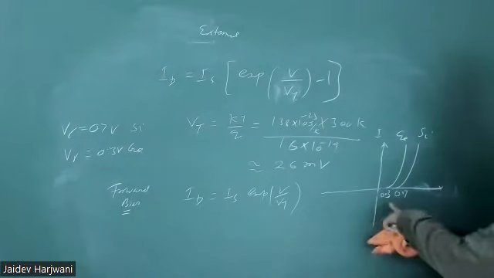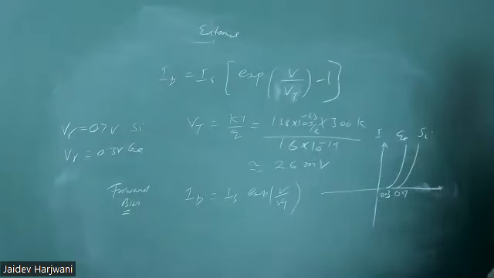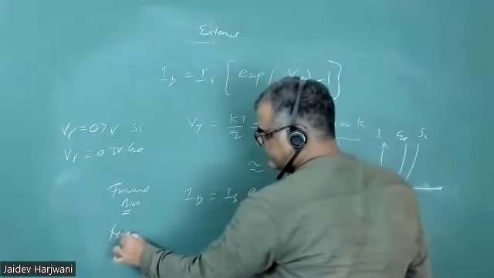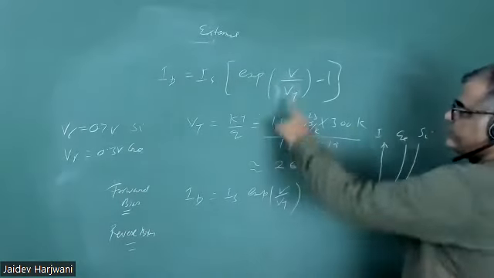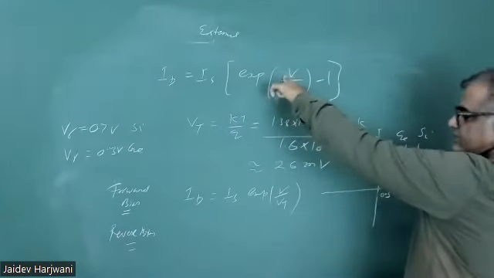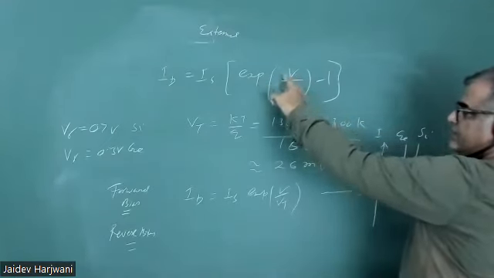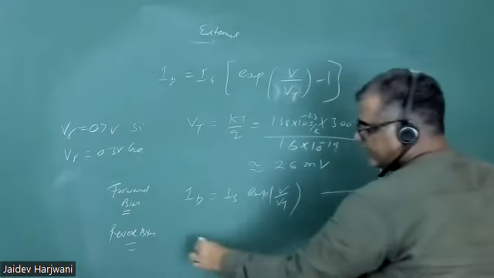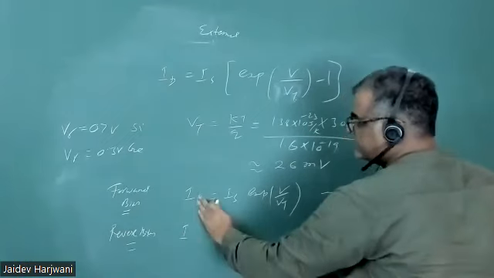So after this voltage, this current increases exponentially. Okay, now suppose I apply reverse bias. If I reverse bias, this voltage becomes negative, yes or no? If I apply this voltage, and this voltage is higher than this voltage with a negative sign, then what can I write? Id will be what?